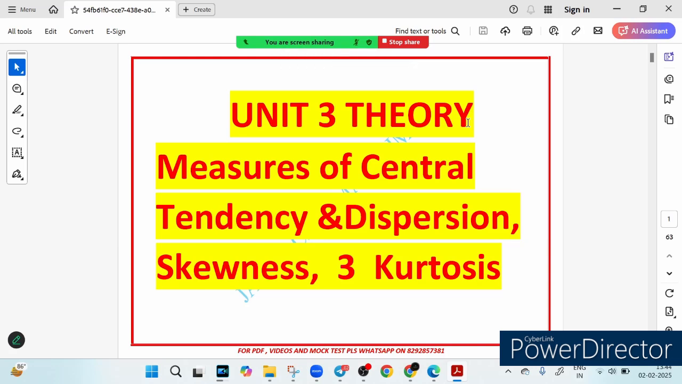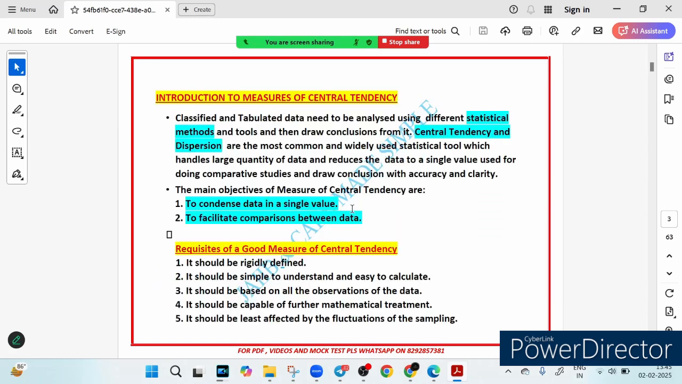Make success. Today we are diving into the world of measures of central tendency. Don't worry if it sounds complicated at first. We are going to break it down into simple, easy to understand language. So before beginning, this is the topic: measures of central tendency and dispersion, skewness and kurtosis.